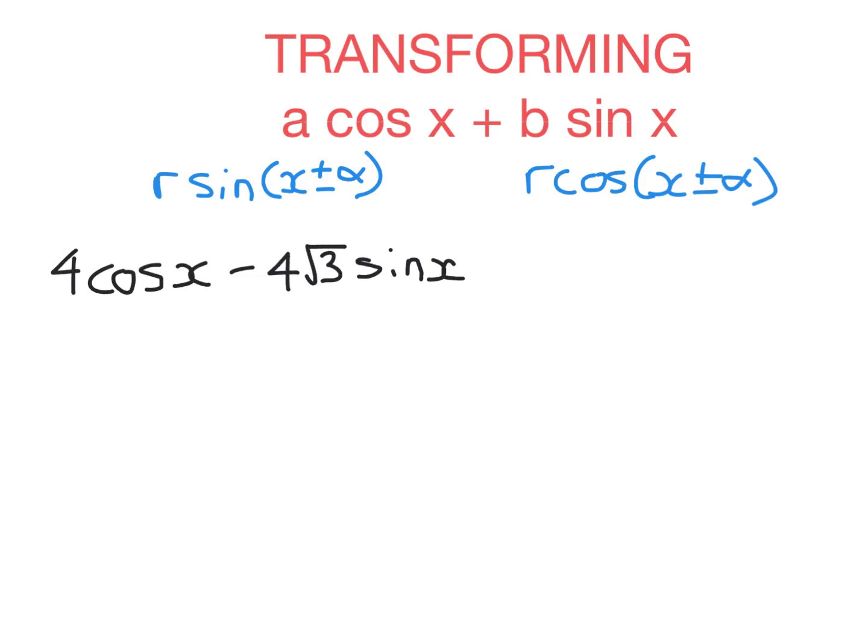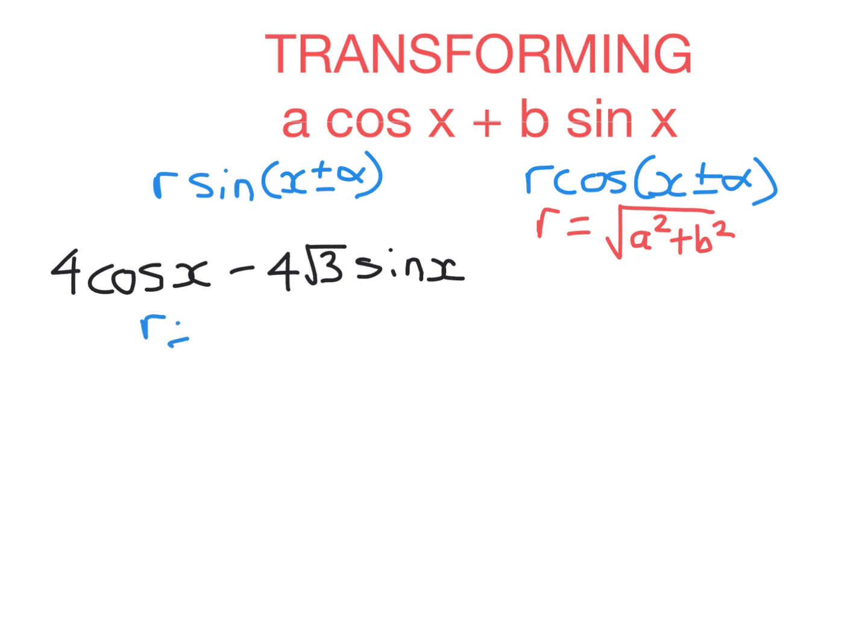Thank you so much for tuning into this video in which we will look at transforming expressions of this type. Namely, we're going to write them either like this or like this. The number r out the front, which means radius, can be easily calculated using Pythagoras. It's just the square root of a squared plus b squared. So if I want to write this in one of these forms, I'll just pick this one. Either one wouldn't matter. First thing I'm going to do is calculate r.